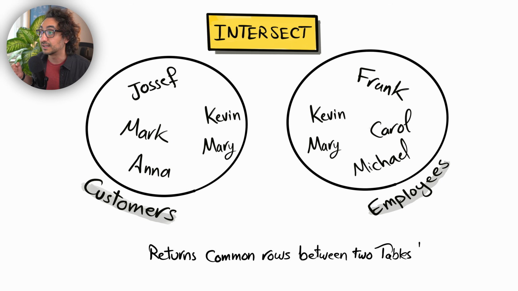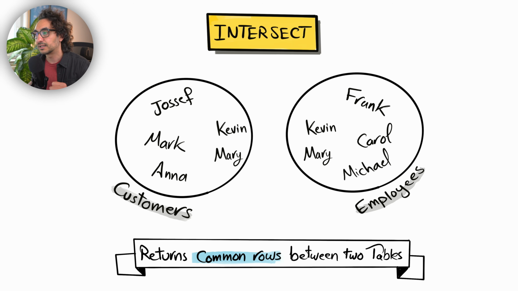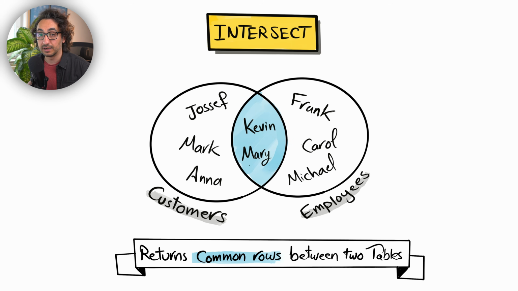So how is SQL going to execute it? It's very simple. SQL is going to search for the common values. So what are the common values? It's Kevin and Mary, and SQL is going to return only those 2 values, Kevin and Mary, and all others are going to be excluded from the results. So it's very simple, right? It's going to return only the common values, and this is how the intersect works in SQL.